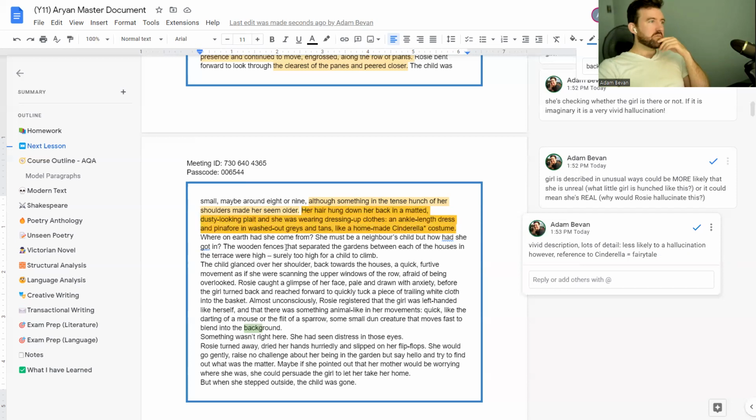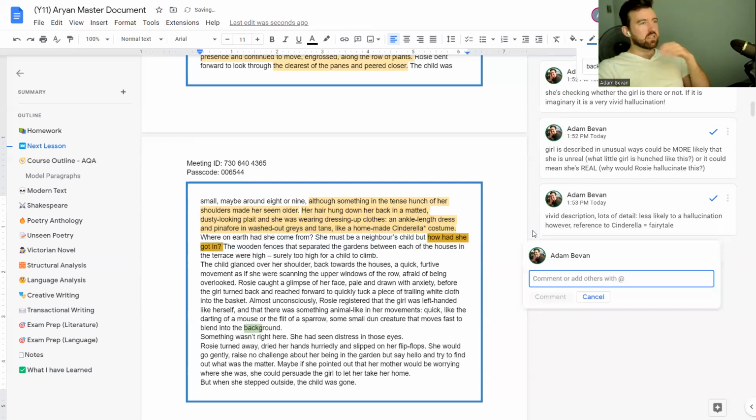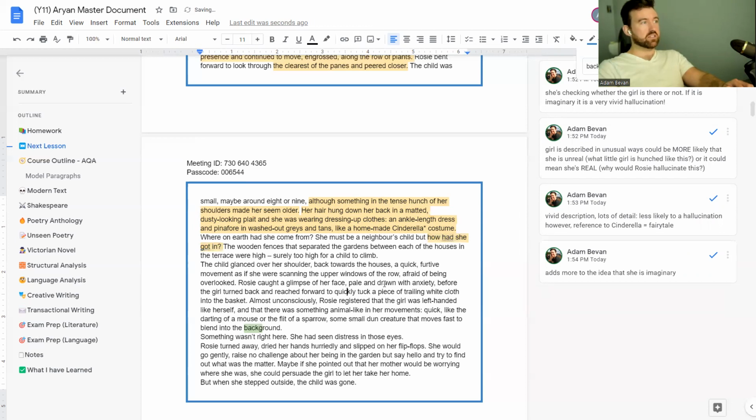Where on earth had she come from? She must be a neighbour's child, but how had she got in? The wooden fences that separated the gardens between each of the houses in the terrace were high, surely too high for a child to climb. So again, this bit here, the rhetorical question of how had she got in, I think this adds more to the idea that she is imaginary, because it does seem very unlikely that an 8 or 9-year-old girl would manage to break through these very tall fences.